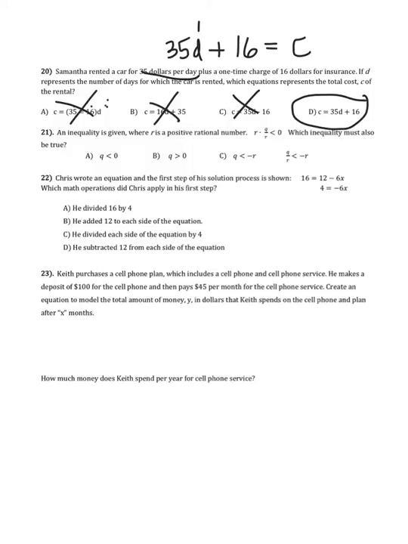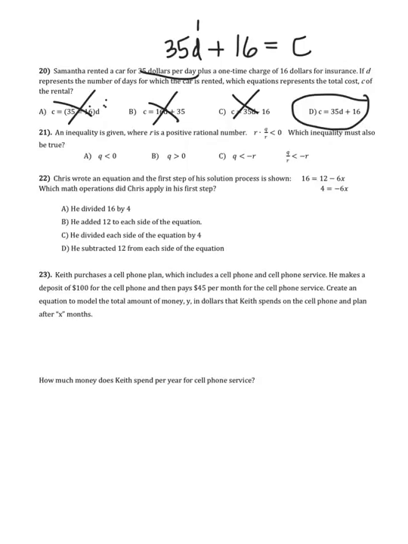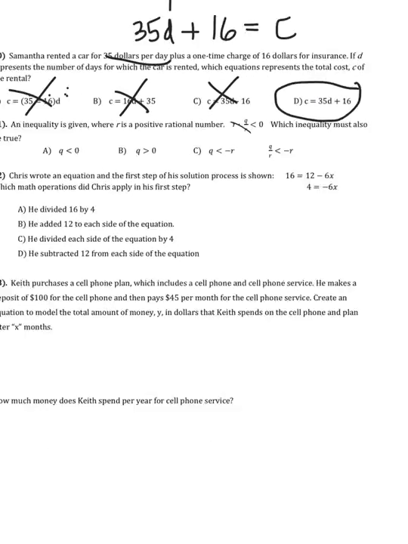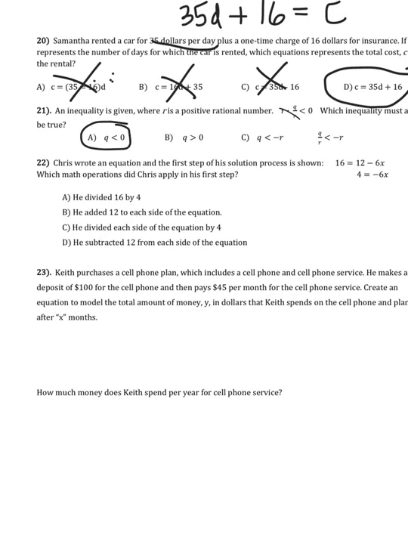All right, an inequality is given where R is a positive rational number. Which inequality must be true? Okay, if I'm looking at this problem right here, I see that those R's cancel out. So if I multiply this side by R, I can see that this matches up right here. I didn't have to switch a sign, so that won't work. The R's went away, so they canceled out. So none of those other ones work.